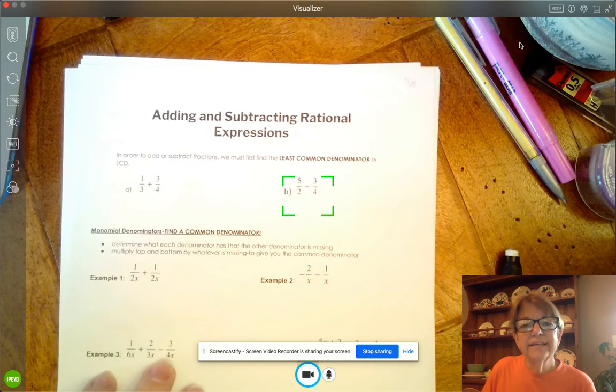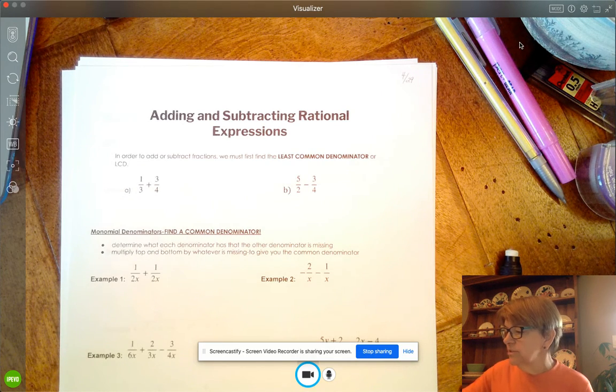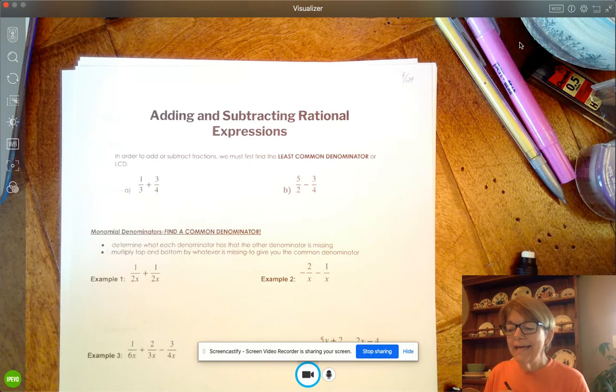Good morning. Today, what we're going to be talking about is adding and subtracting rational expressions. In the previous 2 days, we were talking about multiplying and dividing rational expressions. Now we will add and subtract the rational expressions.